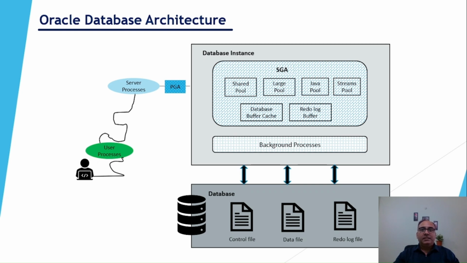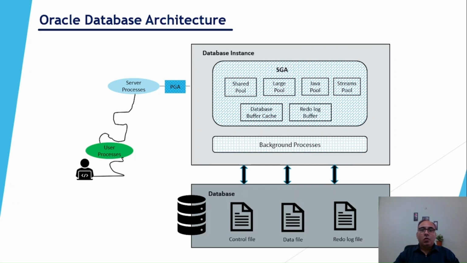Majorly three database files are there: control files, data files, and redo log files. Control files contain the physical structure of the database. Basically the database name, redo log file names, data file names and their locations all get captured in this file. Then we have the data files, which contain the actual data, basically user data and metadata.